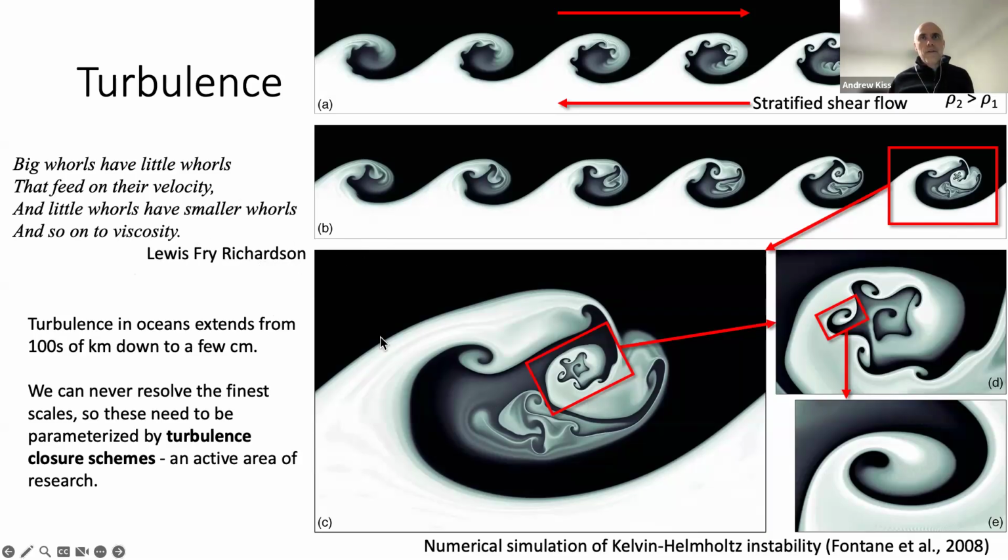So the trouble with the ocean is this turbulence actually extends from scales of hundreds of kilometers down to a few centimeters, and we can't possibly hope to resolve all of those scales. So one of the big things that is worked on in the theory of ocean circulation and modeling is how do you deal with representing the turbulence that you can't resolve on the computational grid. And there's lots of ways of doing it, and some are better than others.